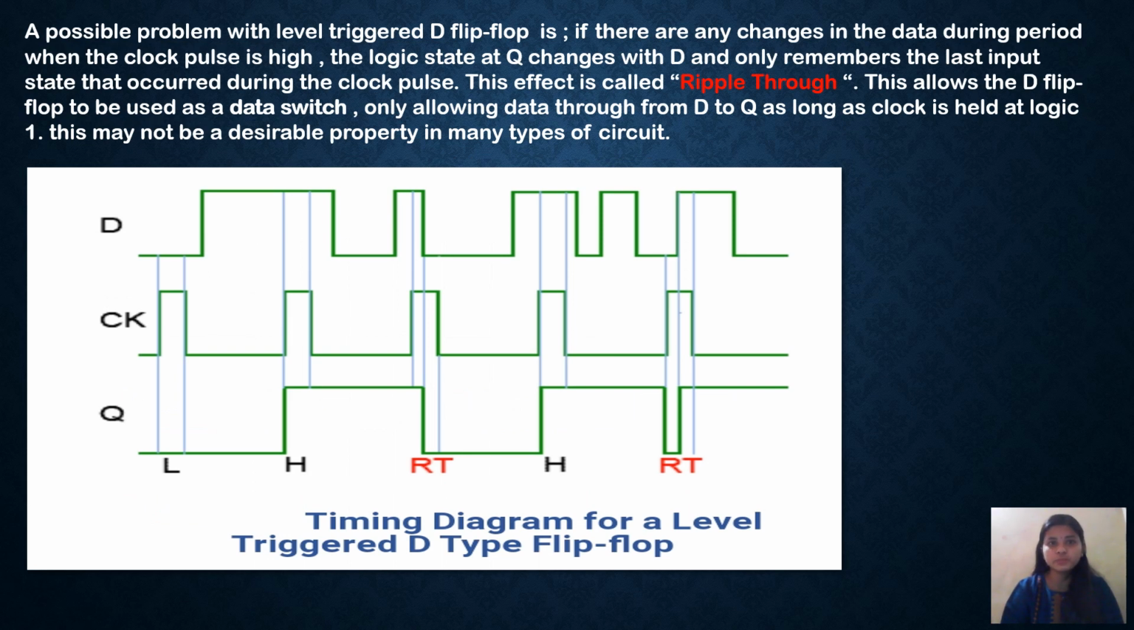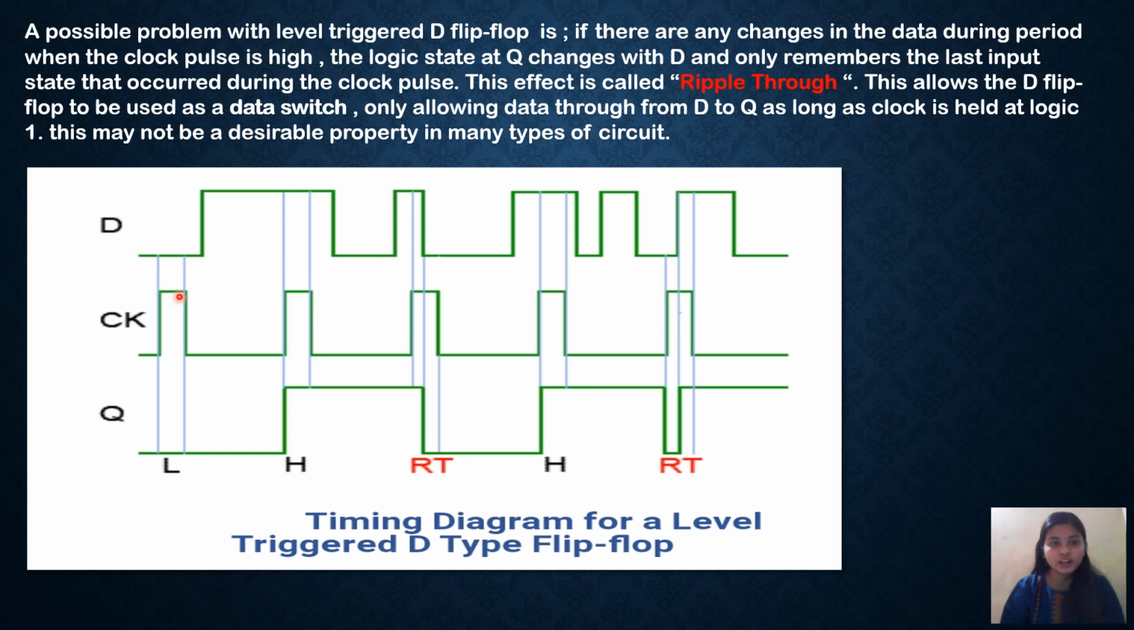There is a problem with level-triggered D flip-flop. If there are any changes in the data during the period when clock is at high, the logic state at Q also changes with data and only remembers the last input state that occurred during that particular clock pulse. This effect is called ripple through. This allows the flip-flop to be used as a data switch, but this may not be desirable in many circuits. This can be better understood from a timing diagram.